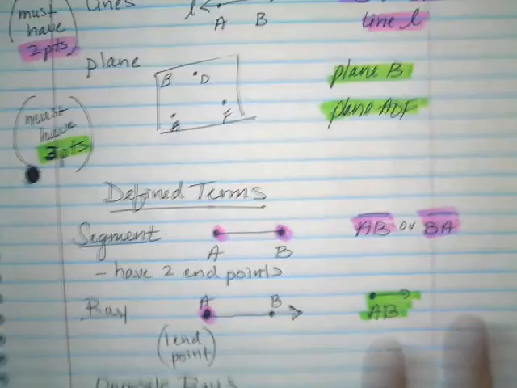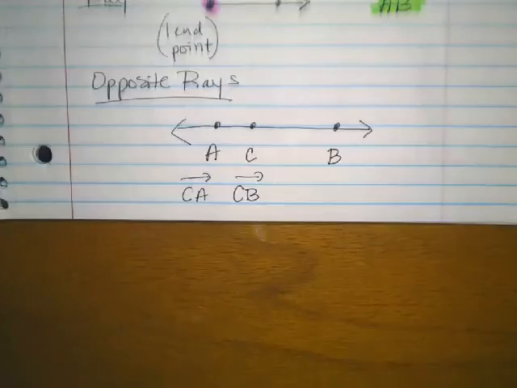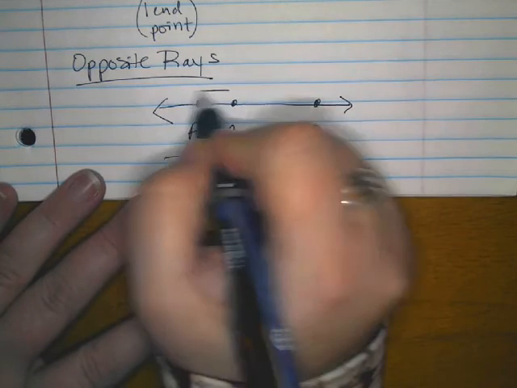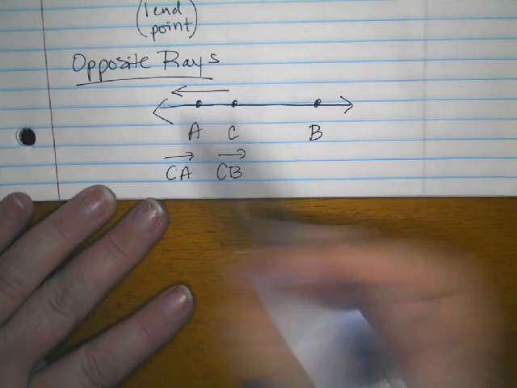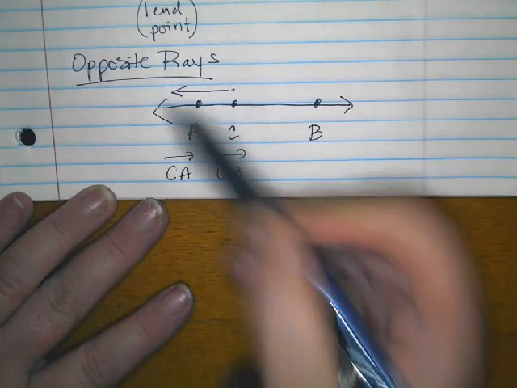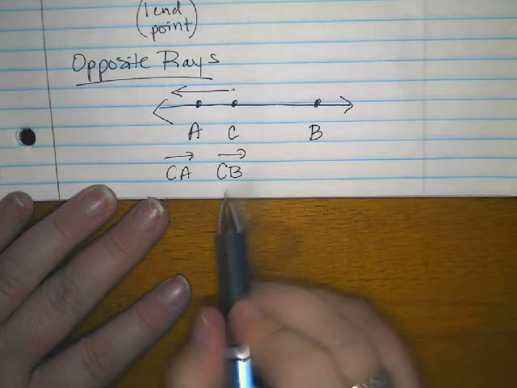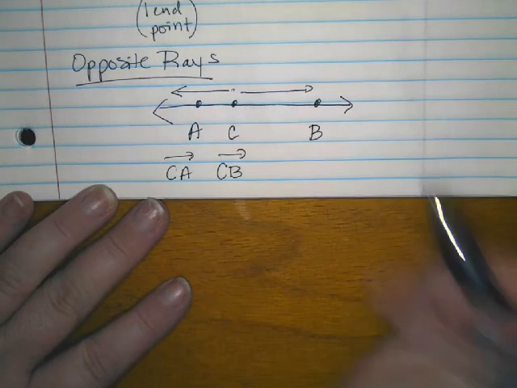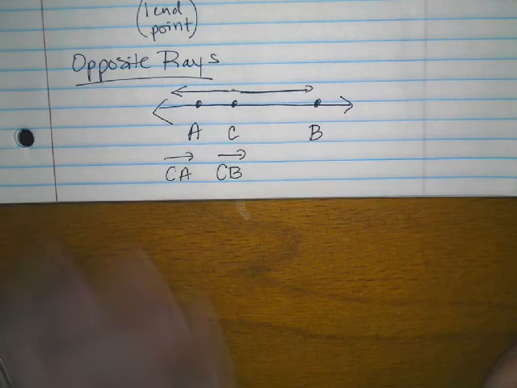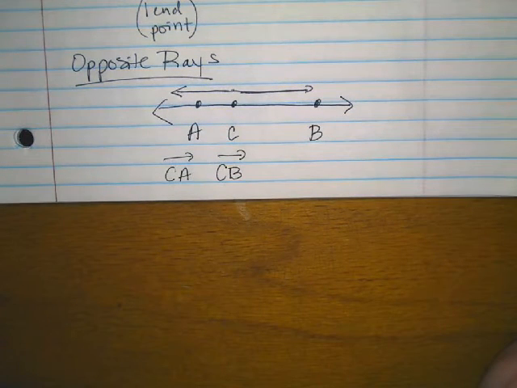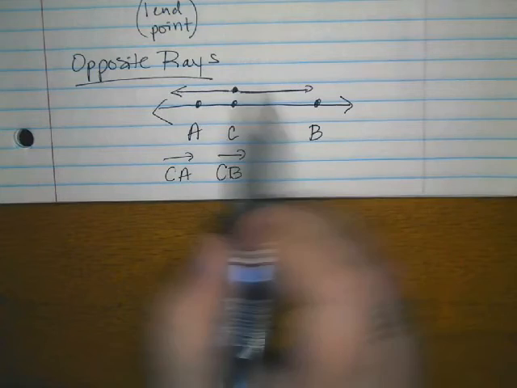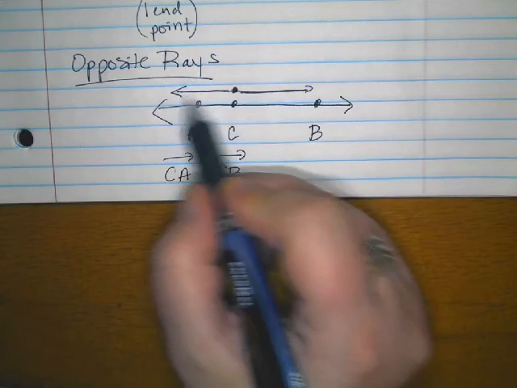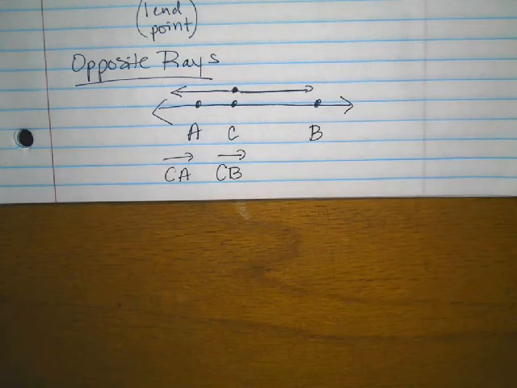The next one here is called opposite rays, and opposite rays happen when I can see kind of like right here, I have ray CA. You can see it's starting right here and it's shooting this direction, ray CA. And then I have ray CB. You can see it's shooting the other direction. And when that happens, it actually creates a line. Those are opposite rays. They have the same endpoint, but because they're both shooting in the opposite direction, this actually creates a line.